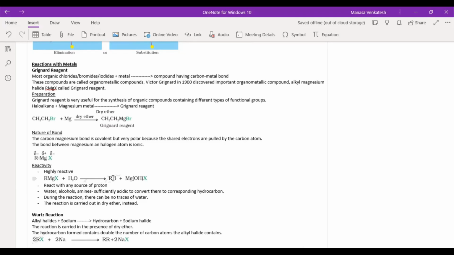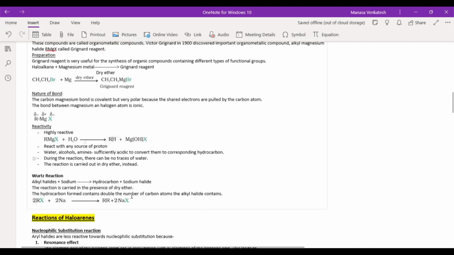Now, this reacts with any source of proton like water, alcohol, amines. They are all quite acidic for the conversion of the Grignard reagent to the hydrocarbon. That's why we are saying that there can be no traces of water.